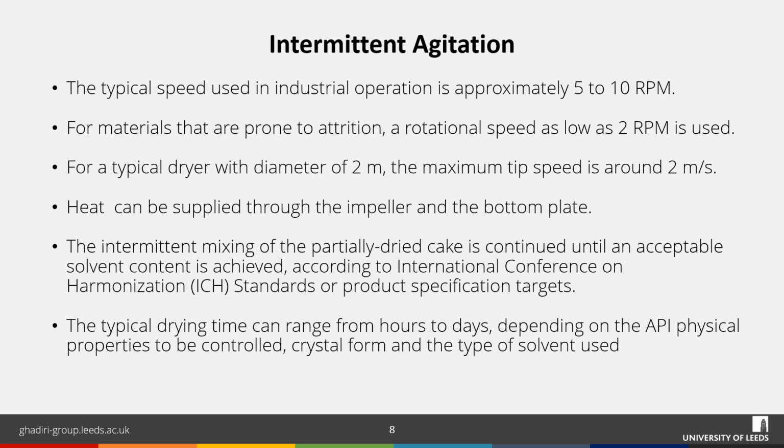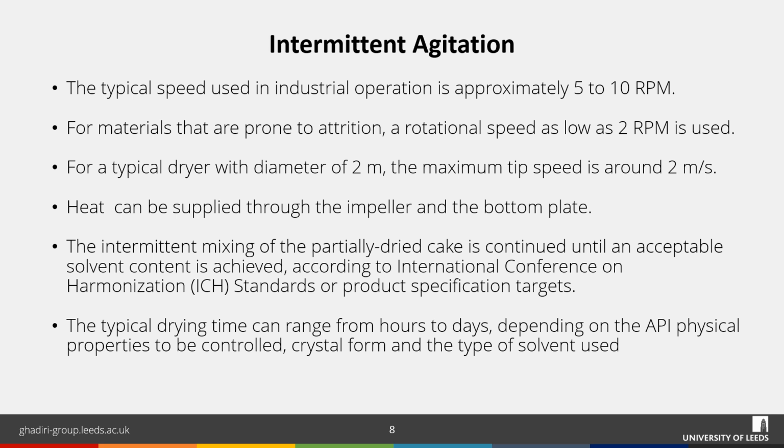When we get to the desired drying temperatures and loss of drying, the impeller is then agitated to help accelerate the drying. The typical speed that we use in industrial operation is approximately 5 to 10 RPM. For materials that are prone to breakage, we can go as low as 2 RPM. But of course, the speed used is dependent on the dryer size as well. For a typical dryer with a diameter of 2 meters, the maximum tip speed is around 2 meters per second.